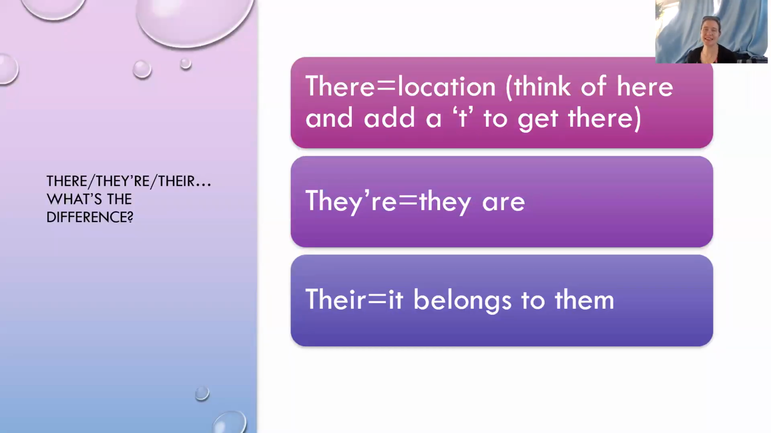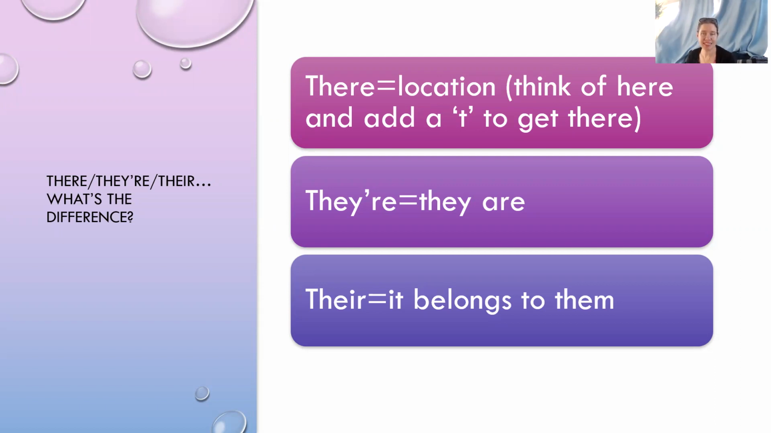Another common mistake is using the wrong form of there. For the first spelling, I have a little trick to help you remember. There, T-H-E-R-E, is a location. Think of the word here, H-E-R-E, then add the T to get there.